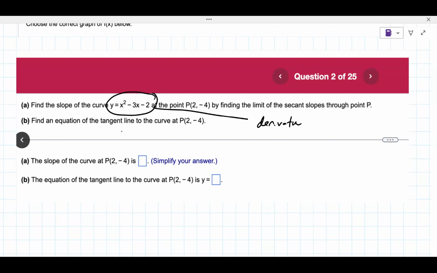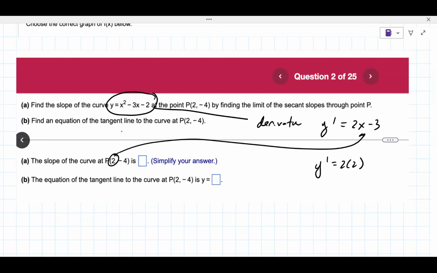Okay, so the derivative y prime is 2x minus 3. And then to find the slope, you take this value of x, which is 2, and you put it into the equation there. So it's y prime equals 2 times 2 minus 3. 4 minus 3 is 1. There's your answer, like that. So all I need to do is take the derivative. Yes.